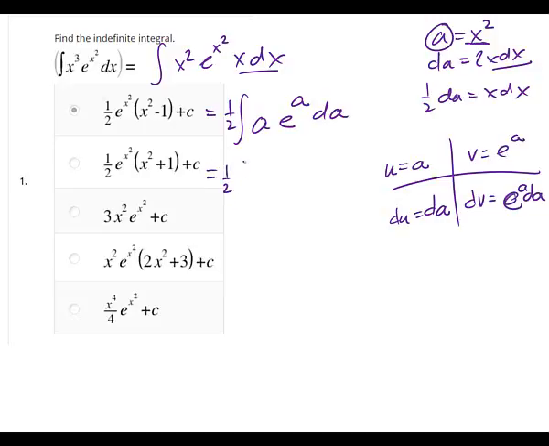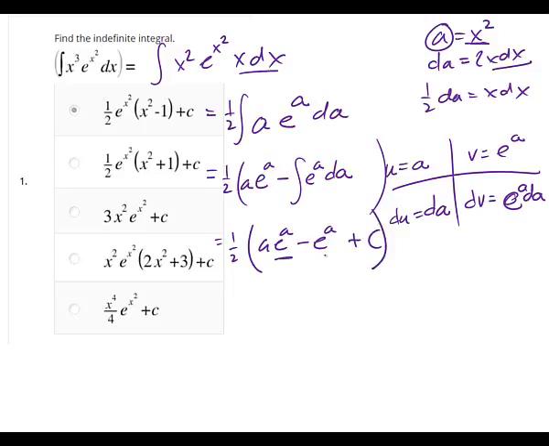So I have a 1/2 that's just going to hang out in front. My u is a. My v is e to the a, minus the integral. My du is dA. So I have a 1/2 hanging out, a times e to the a, minus the integral of e to the a. When I integrate e to the a, what do we get? E to the a, and then plus c.